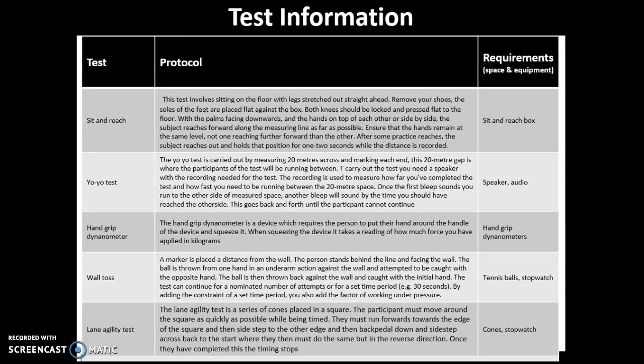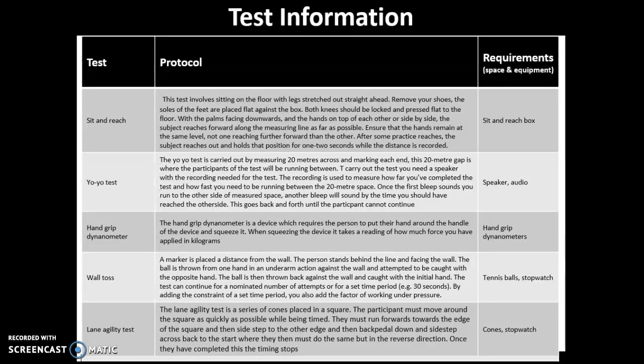Once the first bleep sounds, you run to the other side of the measured space. Another bleep will sound by the time you should have reached the other side. This goes back and forth until the participant cannot continue. The time between bleeps shortens so that the participant has to run faster between the 20-metre gap, so that it becomes nearly impossible at one point to even complete it. It's a test of aerobic capacity, and the client should be fully exerted afterwards.